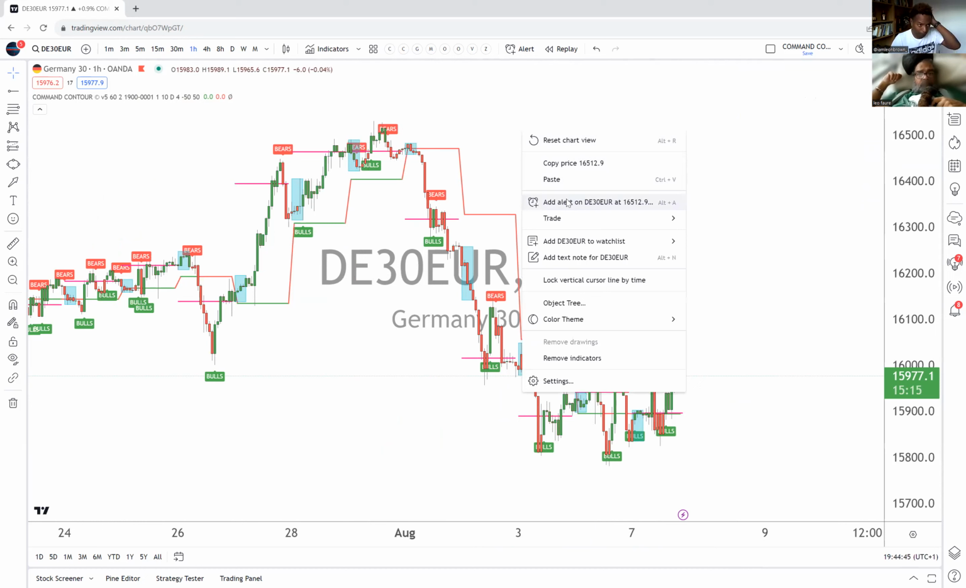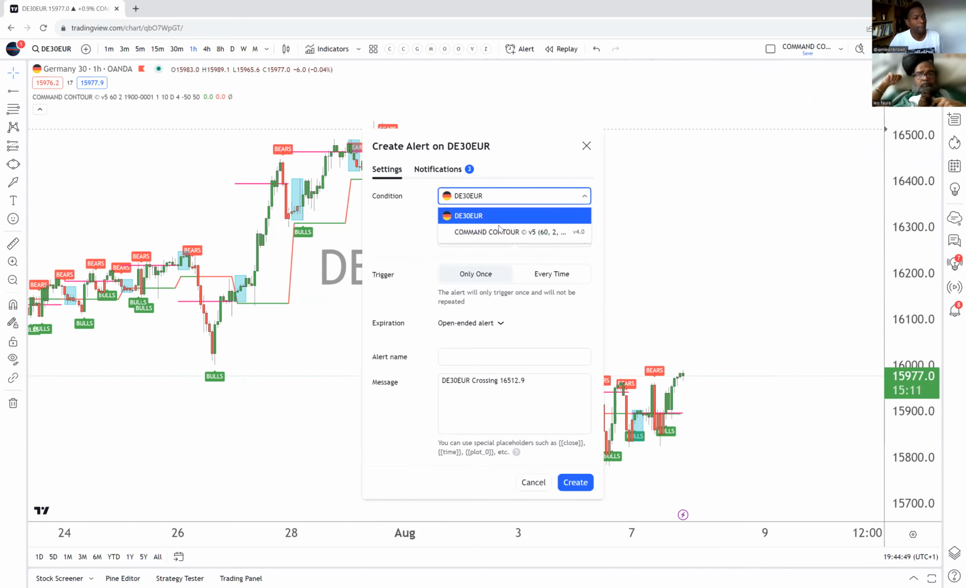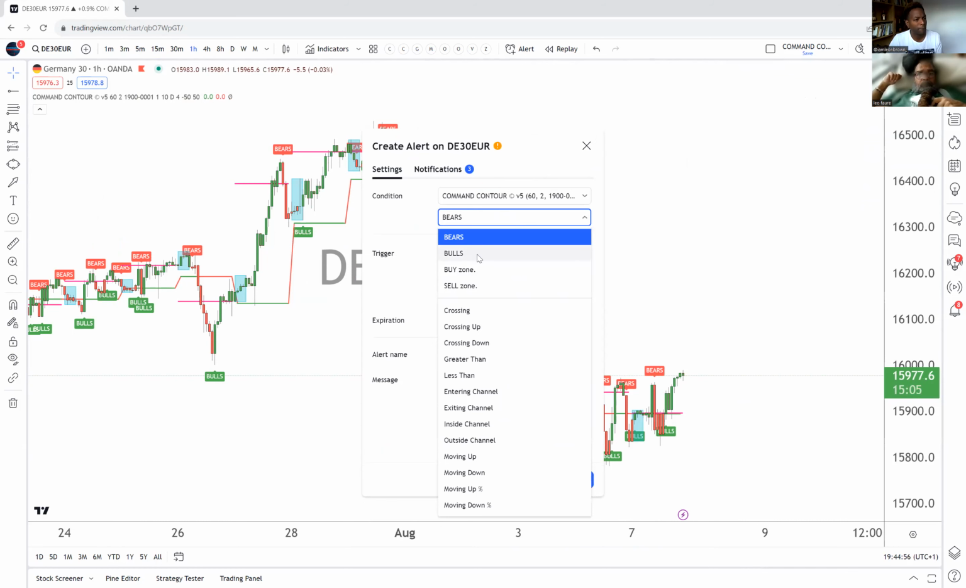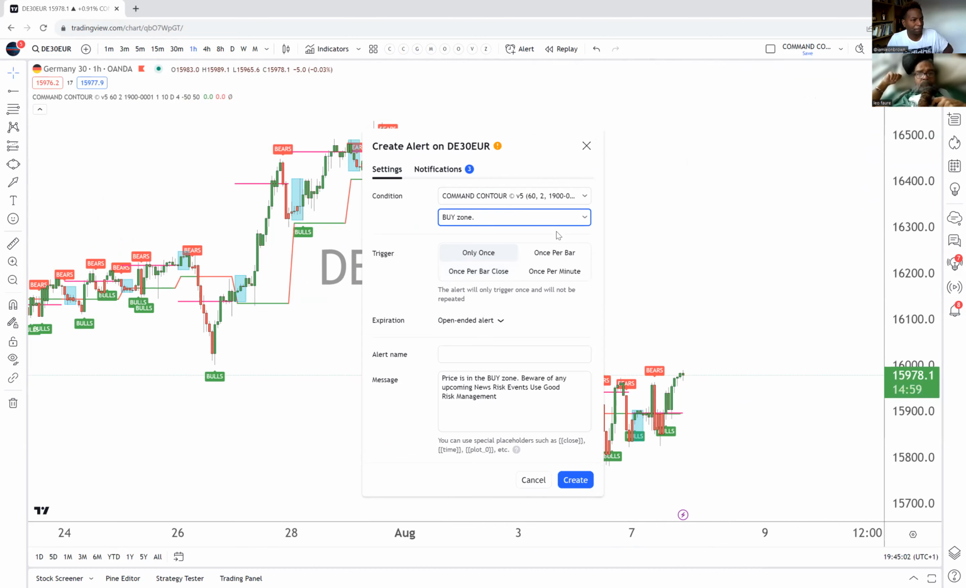One of the other things that you could do on the command control tool is actually set it so that it gives you a trading signal, quote unquote, right? Right here where we have buy zone and sell zone, you could actually set this in once per bar as well, and it will give you a message saying price is in the buy zone, meaning there's a potential for a buy in the market.